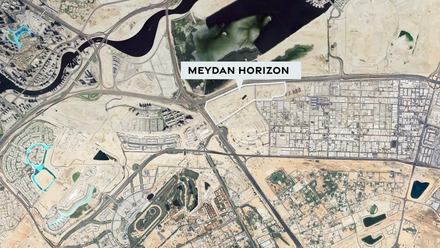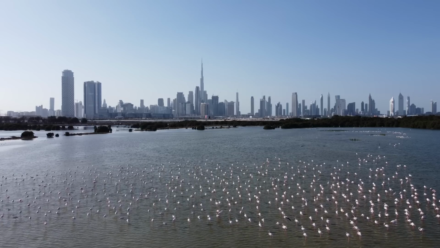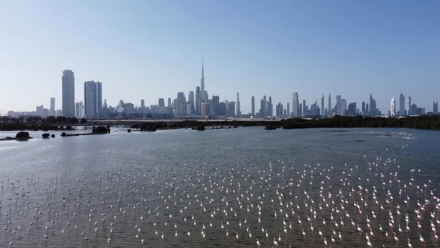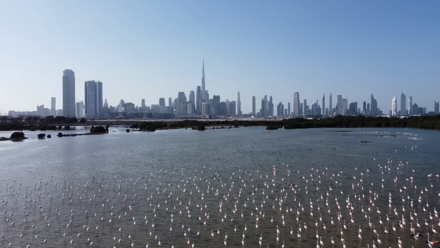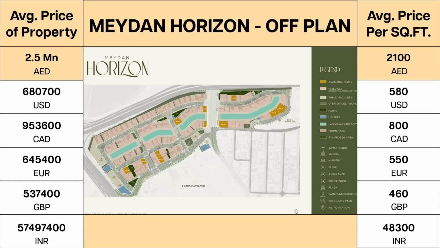Meydan Horizon is the new area that is coming up in between Sobha Hartland 1 and 2 on the Ras Al Khor Highway E44. There have been a few new project launches, mainly from the private developer Ellington. This is also the area closest to Dubai's rarest gem, the Ras Al Khor Wildlife Sanctuary, where you can see the migratory birds, the pink flamingos. And the average price per square foot is 2100 dirhams.